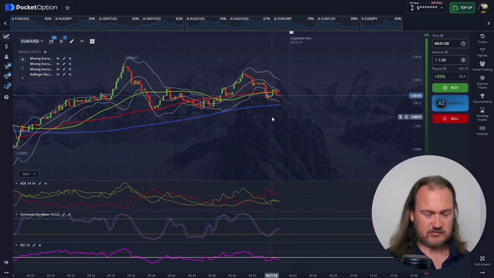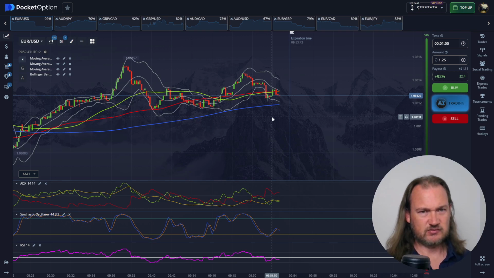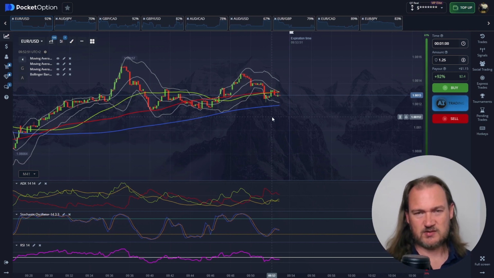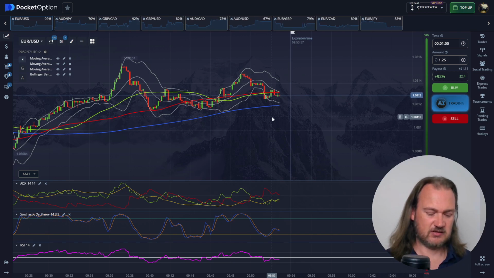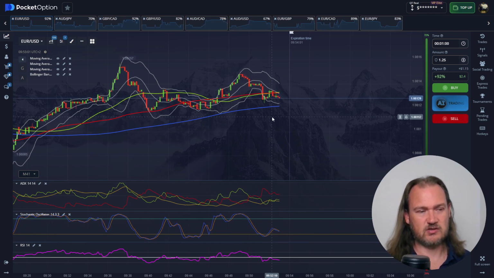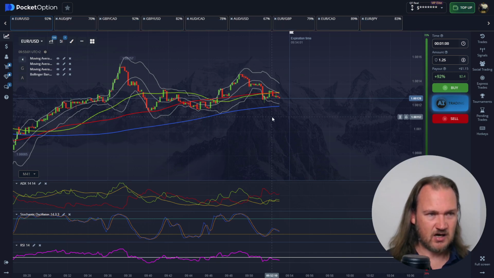But anyway, it's important to keep that self-control, and if you don't have it, it's fine. Just go do something else. A lot of people won't have the self-control to sit and wait for the entries, especially in periods where they're not getting any entries, where the market's slow, and that's 100% fine.